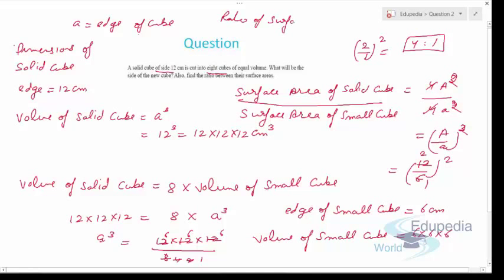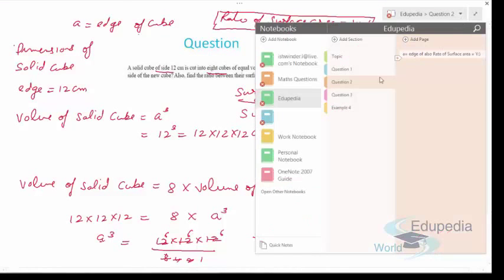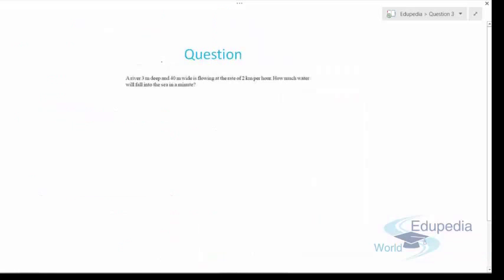So this is the ratio, or we can say that the ratio of surface areas is 4:1. So this is how we can use the concepts of volume or surface area to solve any type of question. Now let's discuss the next question, which is question number 3, and it's also the last question of this video.